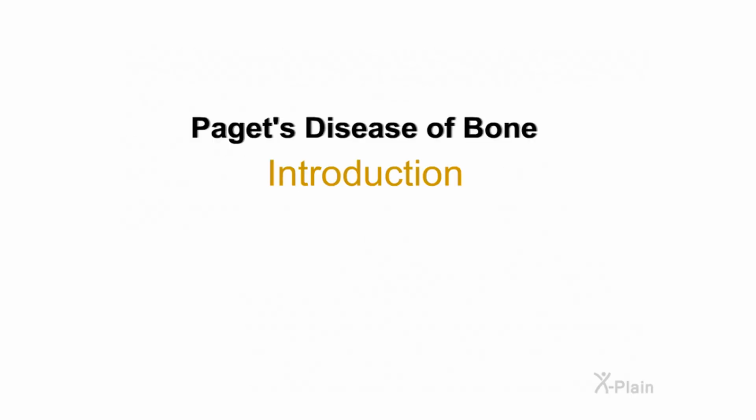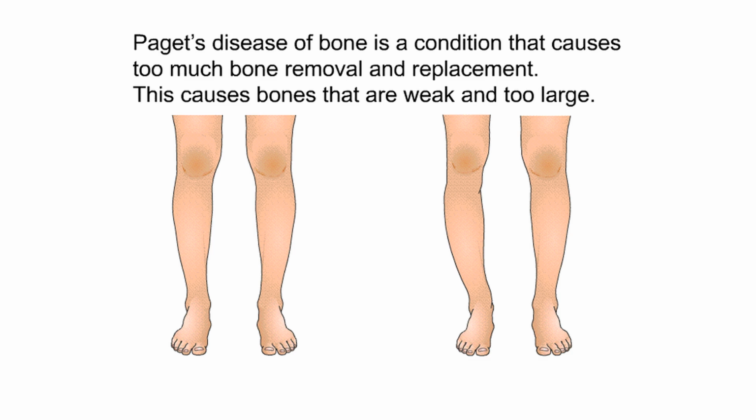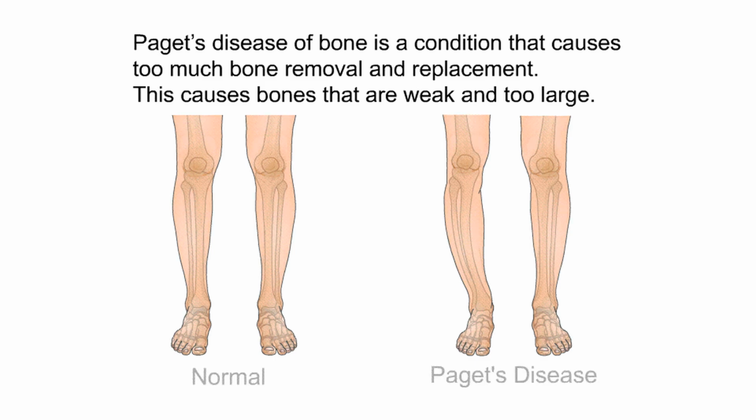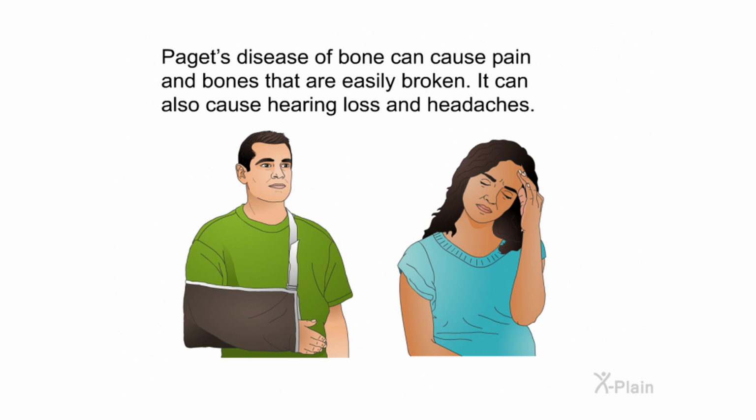Paget's disease of bone. Introduction. Paget's disease of bone is a condition that causes too much bone removal and replacement. This causes bones that are weak and too large. Paget's disease of bone can cause pain in bones that are easily broken. It can also cause hearing loss and headaches.